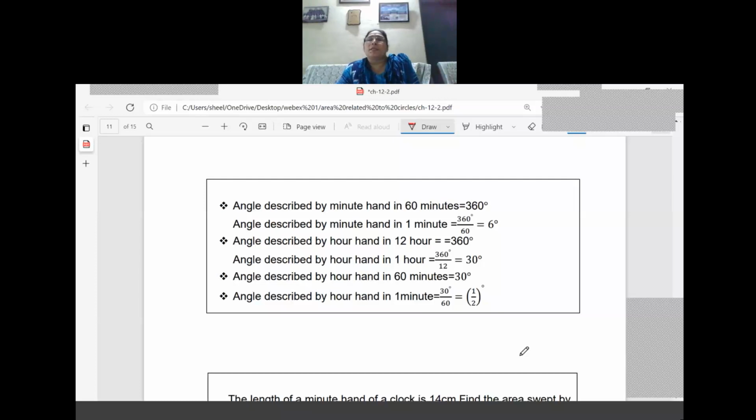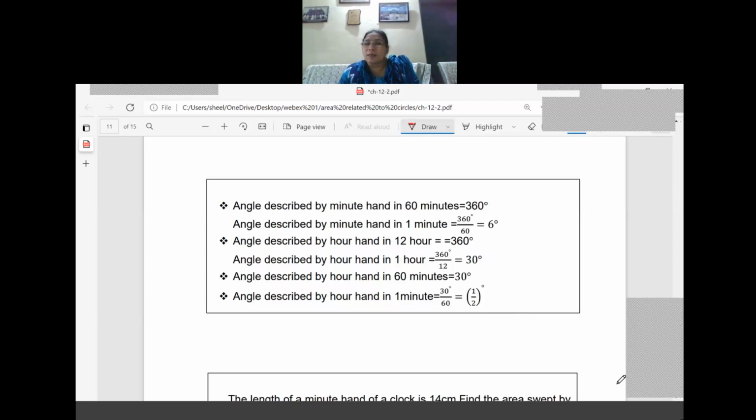Angle described by minute hand in 60 minutes. Sometimes they will give questions based on the minute hand, hour hand and so on. So the same concept applies, as in how we derived the formula: when the angle is 360 degrees, the area of the circle we have written as pi r square, and the circumference as 2 pi r. Like that, when we use that 360-degree method or unitary method, the same concept we have to use here. While seeing the formula you may feel it is difficult, but while doing the sums you can understand.